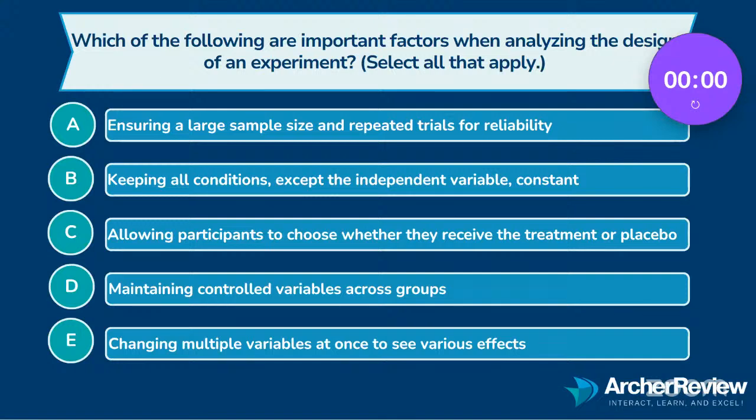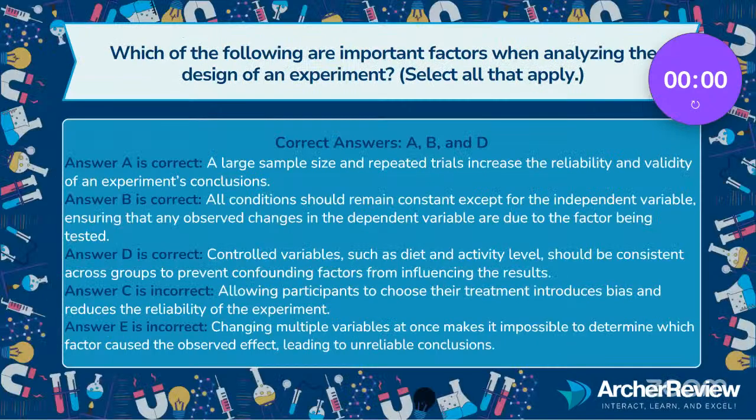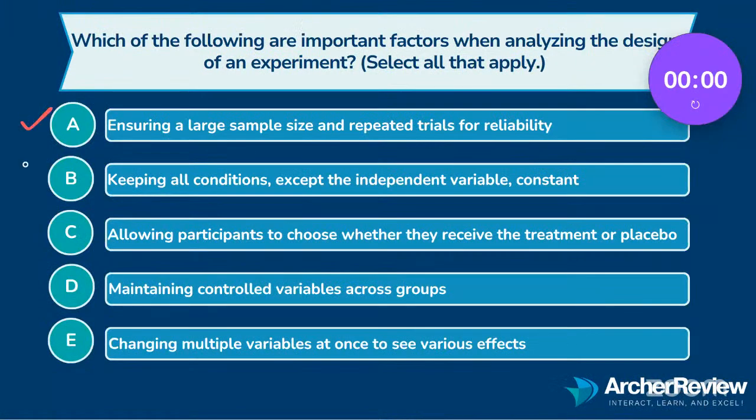Let's see how we did. A, B, D. Let's break them down. A, ensuring a large sample size and repeated trials for reliability. The more participants, the larger the sample size, the better the results, the better that we can depend on the results. And we want to make sure that we can repeat that experiment over and over and get the same results. That gives us confidence in those results.